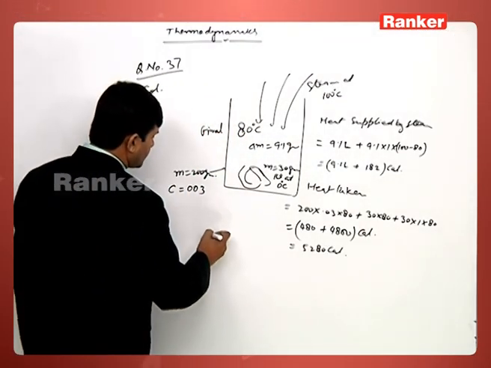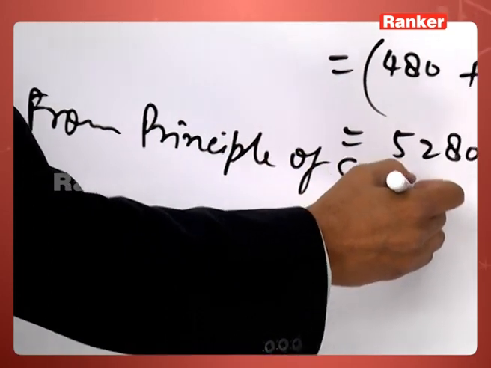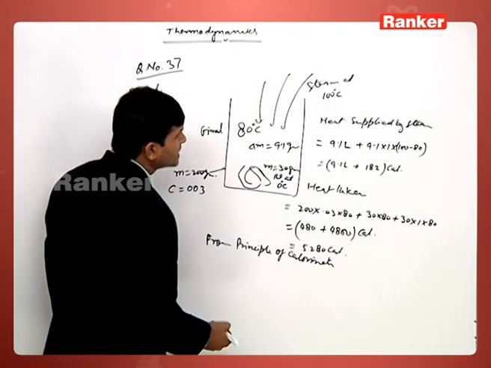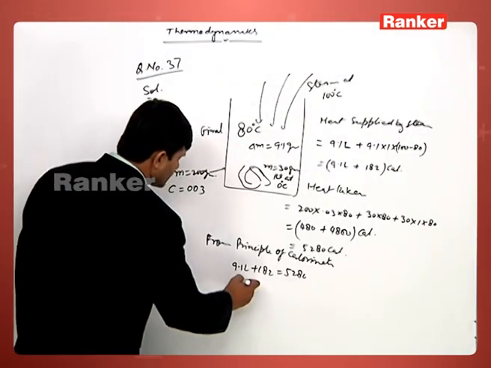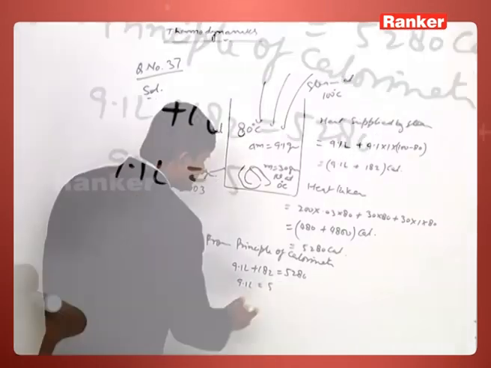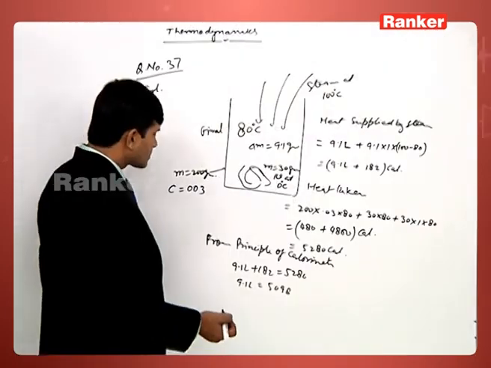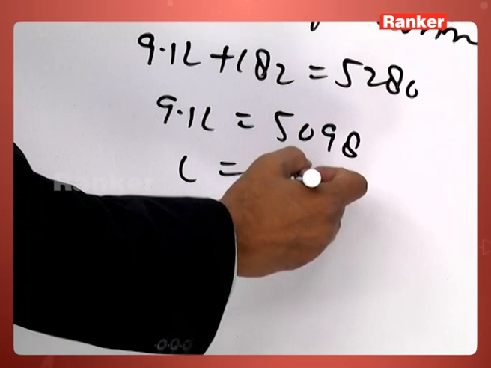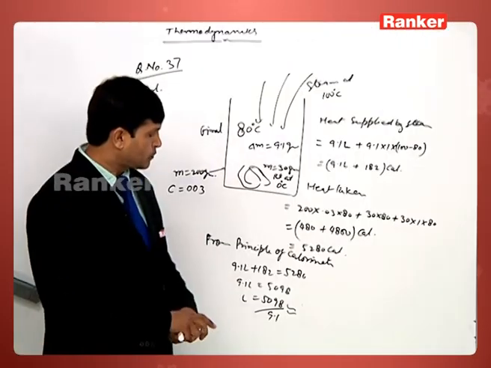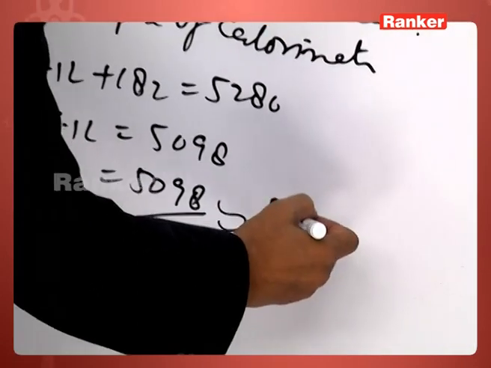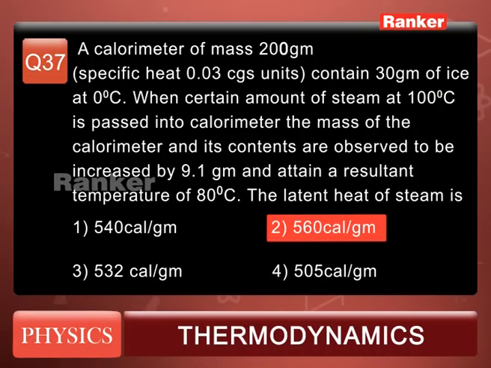Now from the principle of calorimetry, we can write here 9.1 L plus 182 is equal to 5280. So 9.1 L is equal to 5098. The L is 5098 by 9.1, and that is approximately 560 calorie per gram. So our answer is option number 2, the correct option.